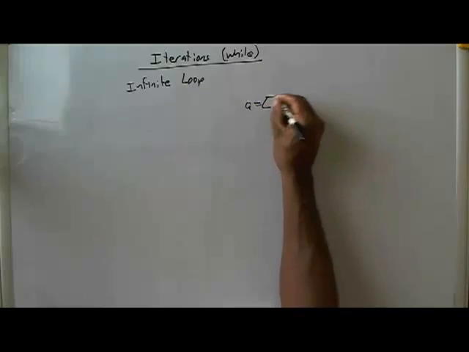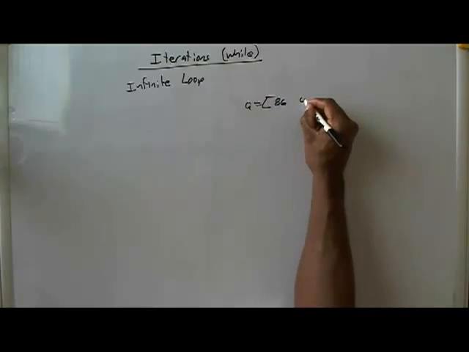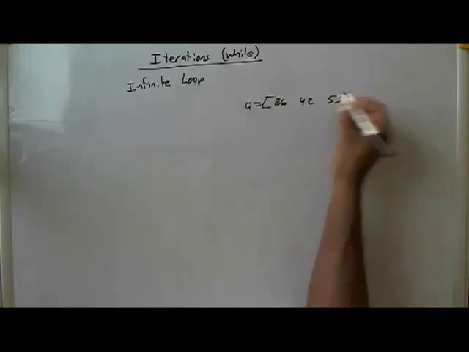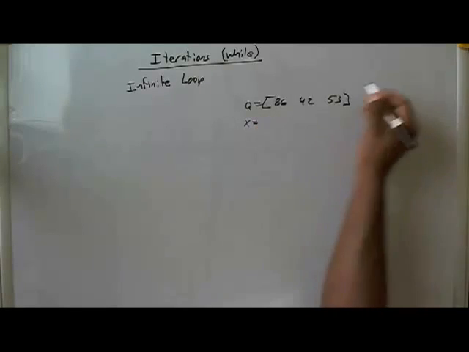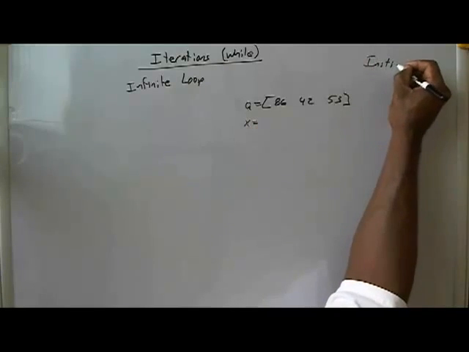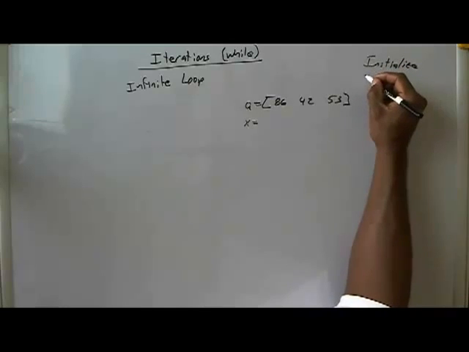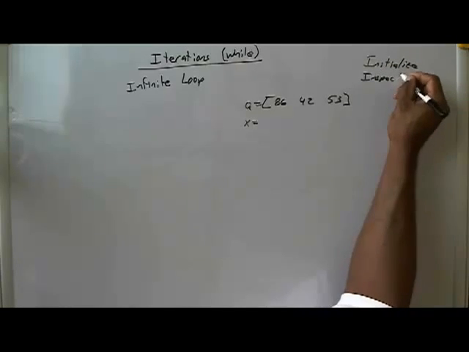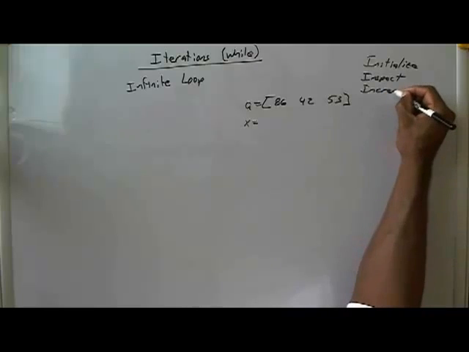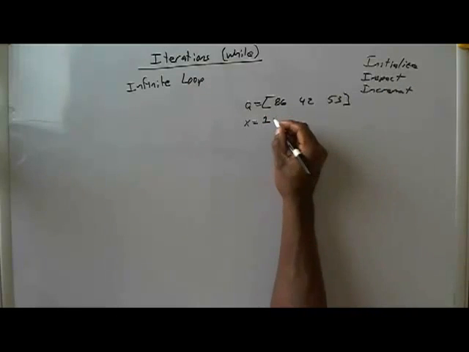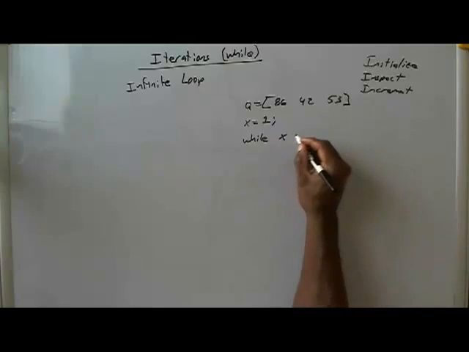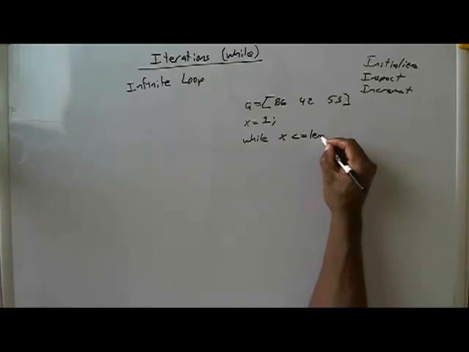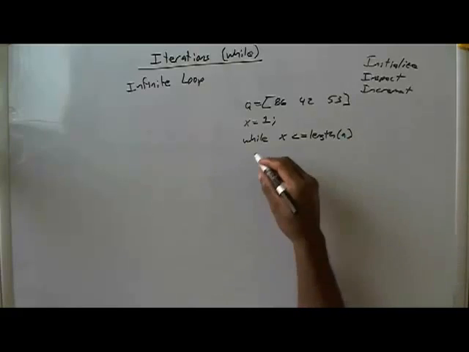Let's say we have vector A and it has the values 86, 42, and 53 in it. And let's say we'll do our initializing. Keep in mind we must initialize, we must inspect, and we must increment for a while loop. So we'll say x equals 1, and then we'll say while x is less than or equal to the length of A.